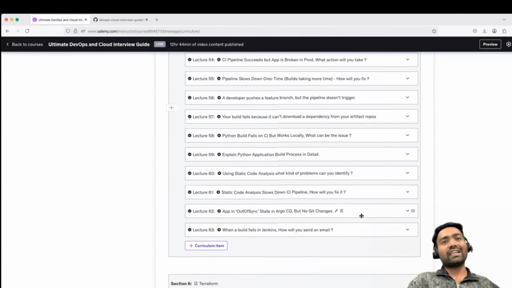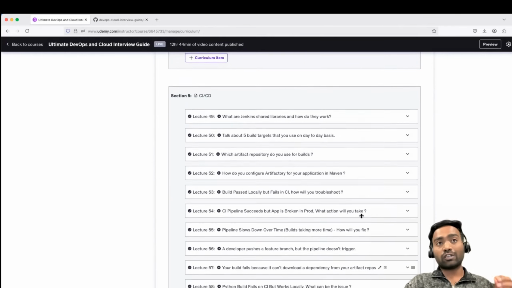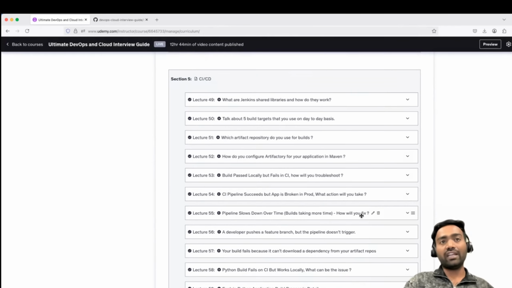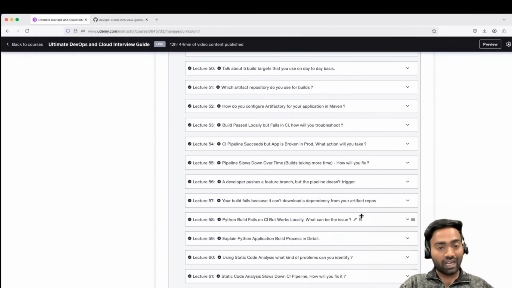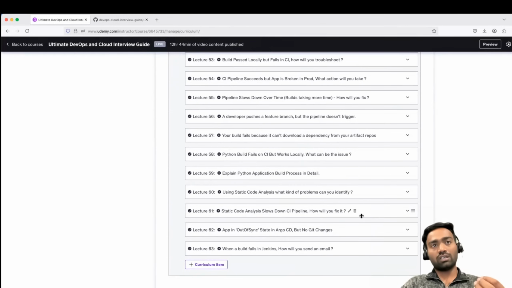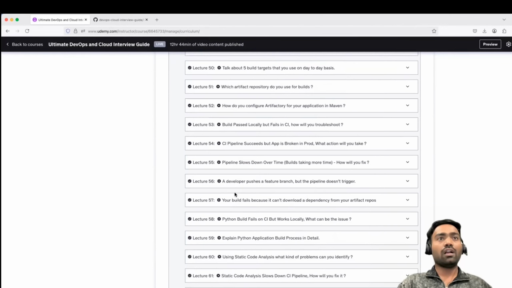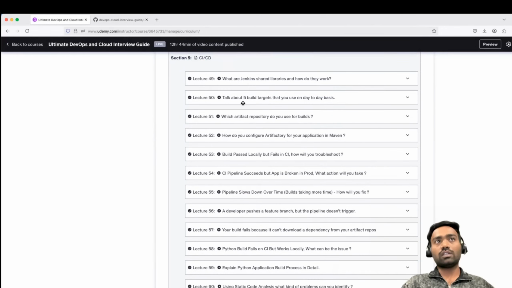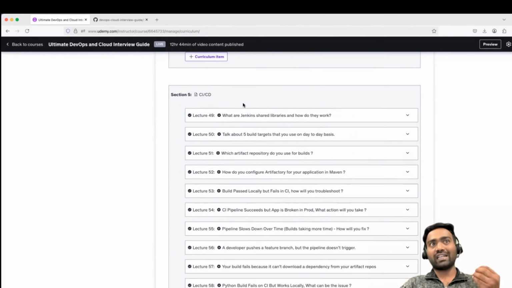Likewise, questions on CI/CD, more focus is on CI because this is where interviewers ask you a lot of questions. For example, static code analysis. What if a build fails? How would you solve the issues with build failure? How would you solve issues with pipeline taking a lot of time? So those are some scenario-based questions that I covered.